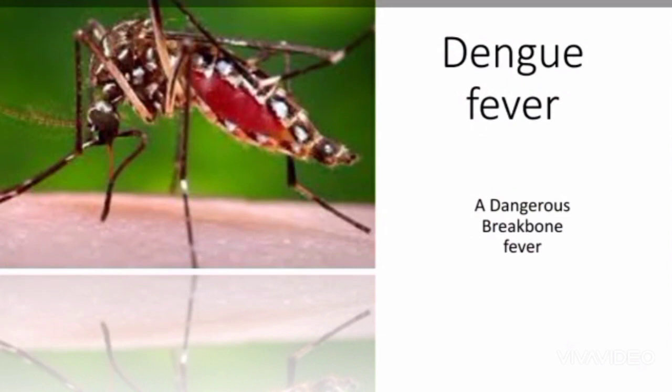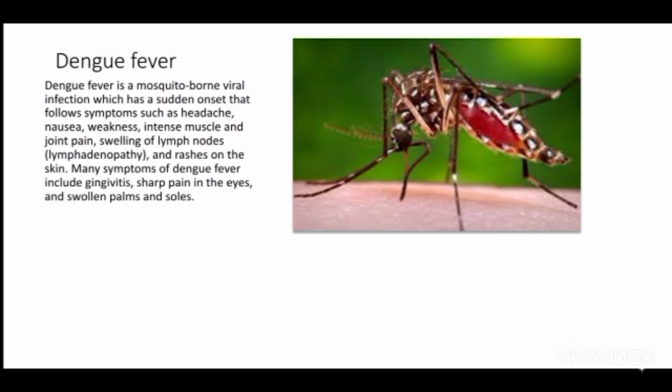Dengue fever is a mosquito-borne viral infection which has a sudden onset followed by symptoms such as headache, nausea, weakness, intense muscle and joint pain, swelling of lymph nodes (lymphadenopathy), and rashes on the skin. Other symptoms of dengue fever include gingivitis, sharp pain in the eyes, and swollen palms and soles.